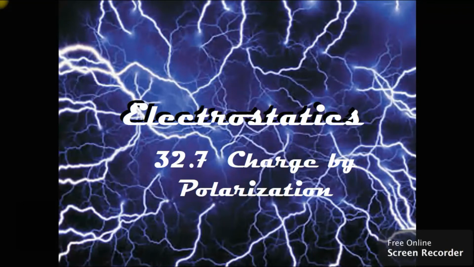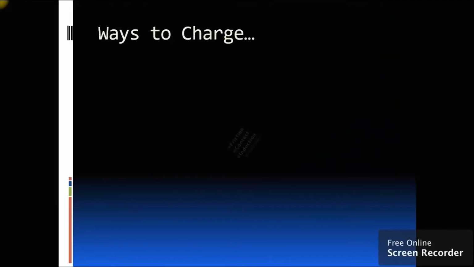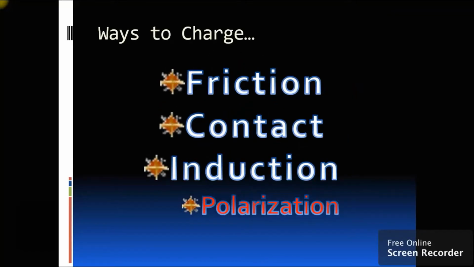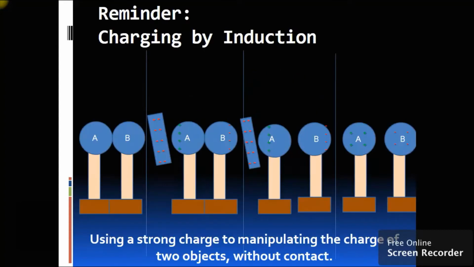Hello, wonderful people! Here we are at the very end of chapter 32, Electrostatics 32.7, Charge by Polarization. So, ways to charge. There's the big three: charging by friction, by contact, and by induction. We've covered those. And today's the fourth one that doesn't get talked about as much, charge by polarization.